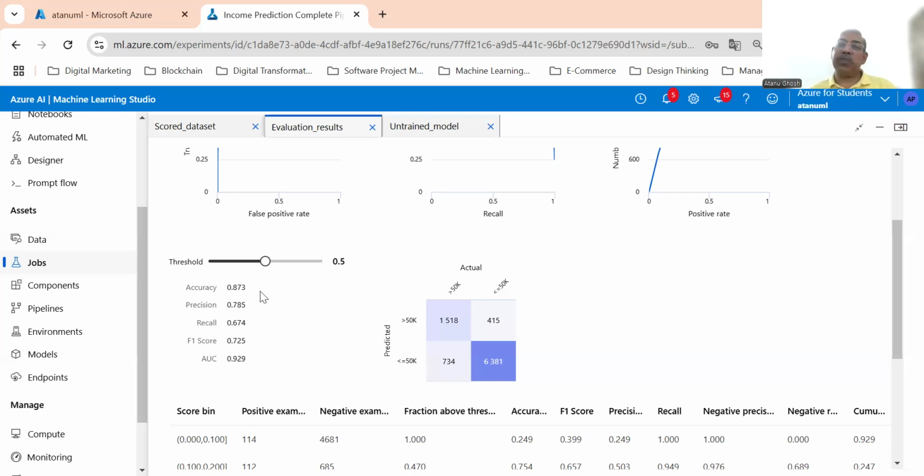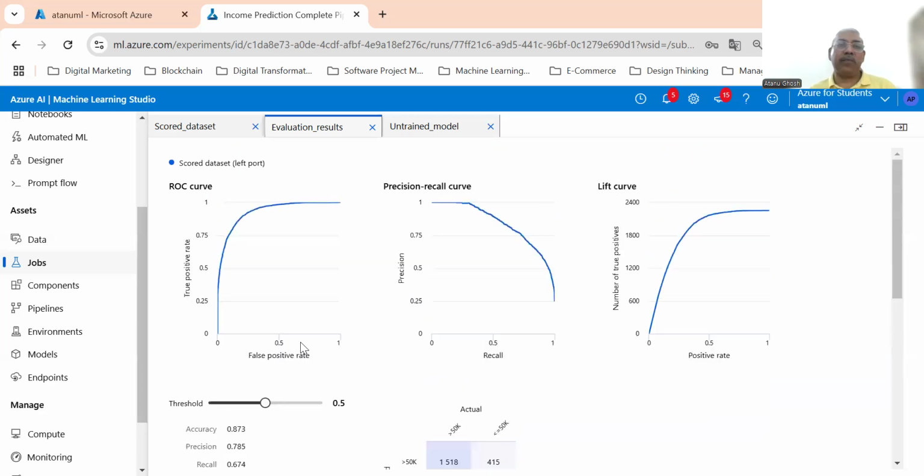Now, what is AUC? AUC is the area under the curve. Now you come to this ROC curve. ROC means receiver operating characteristic curve. Now, the area under this receiver operating characteristic curve shows how accurate the model is. The higher the area, the more accurate the model. Now, what does this ROC curve mean? The ROC curve plots the false positive rate versus the true positive rate, and it plots this graph against the cutoff values.